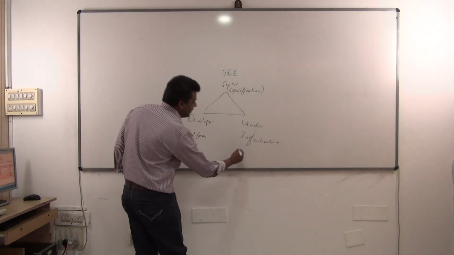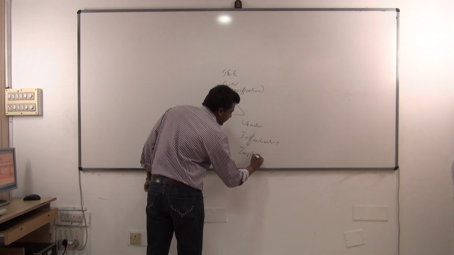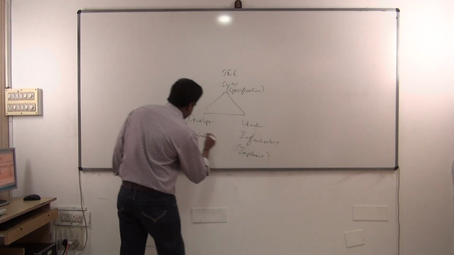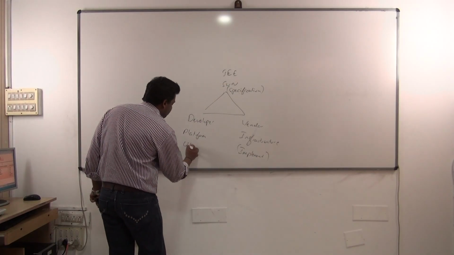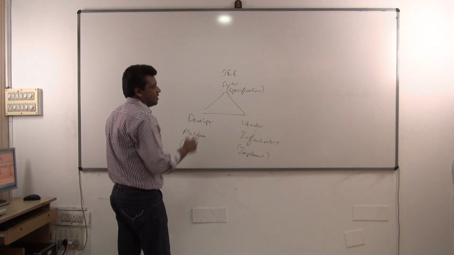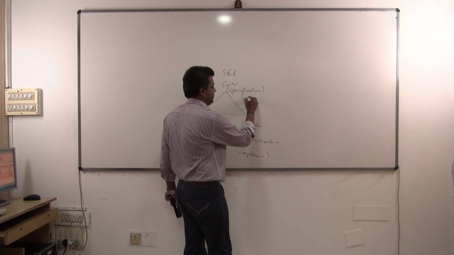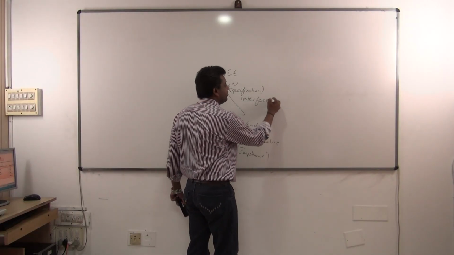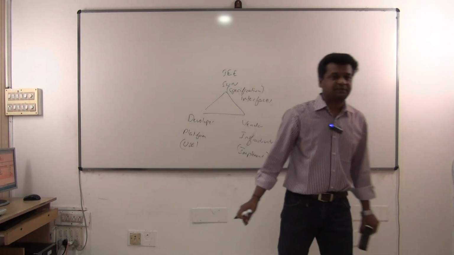So these people implement. Vendors implement. And these people, we people use. So how are the specifications set? Using interfaces. Now you can see how the interface is getting used.